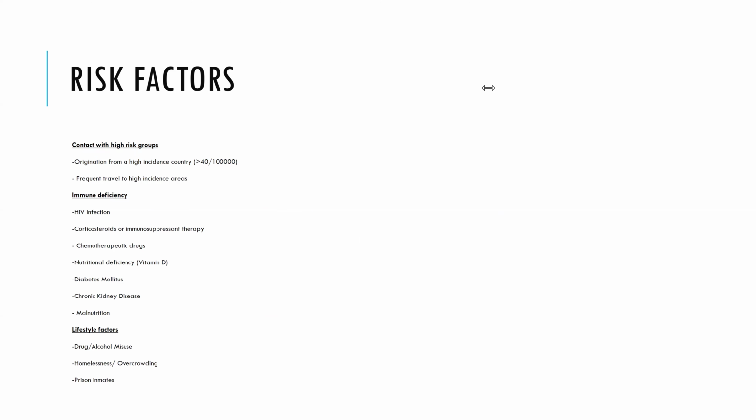So diabetes mellitus is another very important risk factor. There's chronic kidney disease for the same reason that nutritional deficiency is a risk factor. Then there's malnutrition, of course. And then you get lifestyle factors, things like drug or alcohol misuse, homelessness or overcrowding, and people who are in prison or who are incarcerated.